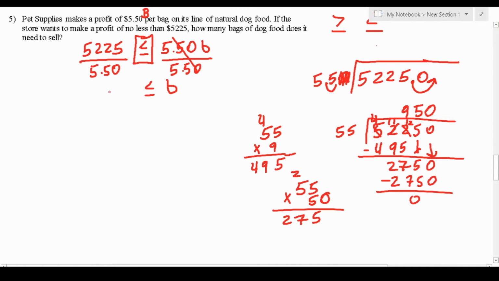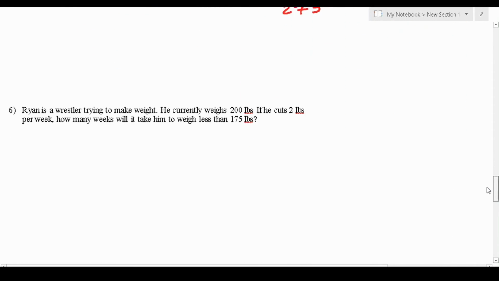In other words, B is going to be 950. Let's rewrite this so the variable's over here. In other words, this says that you're going to have to sell at least 950 bags of dog food to have a profit of at least $5,225. So to answer this question, it's a minimum of 950 bags of dog food. So not too difficult there.